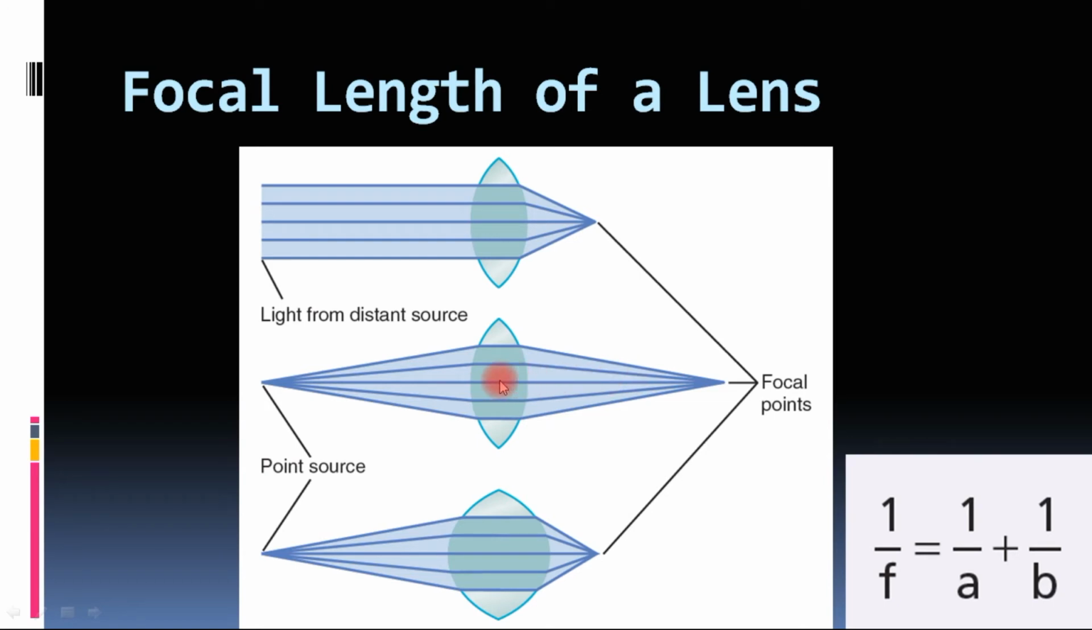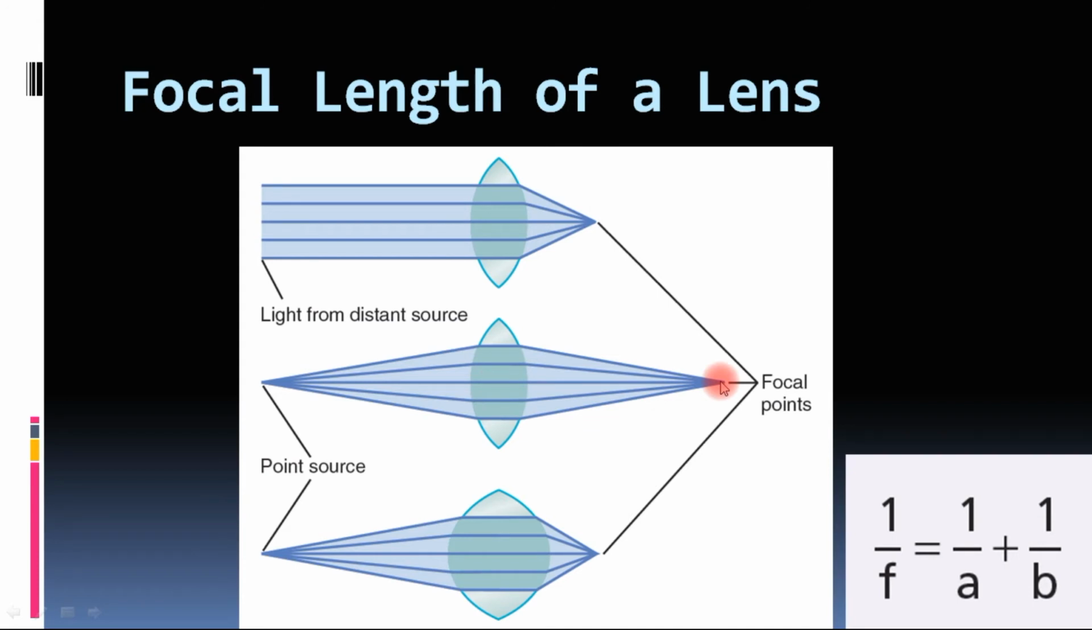If you want to calculate the actual focal length of the lens, you can use this formula: 1/f = 1/a + 1/b. What is f? f is the focal length, a is the distance from the point source to the lens, and b is the distance from the lens to the focal point.